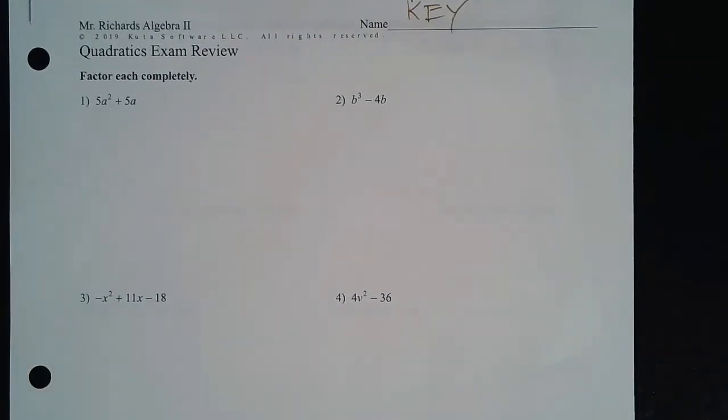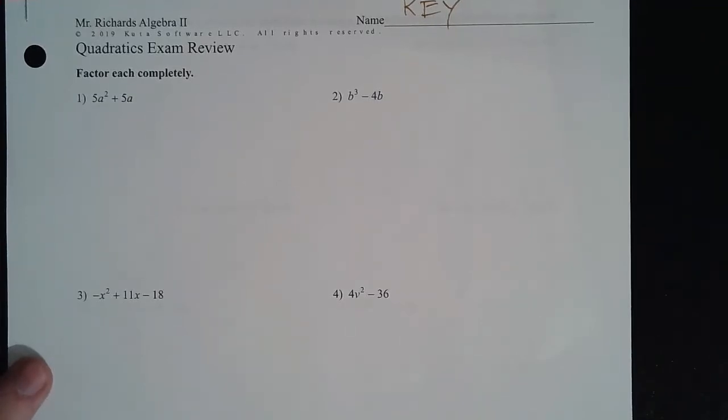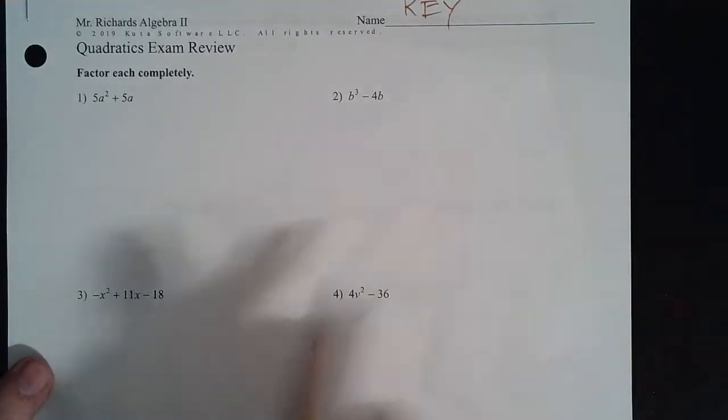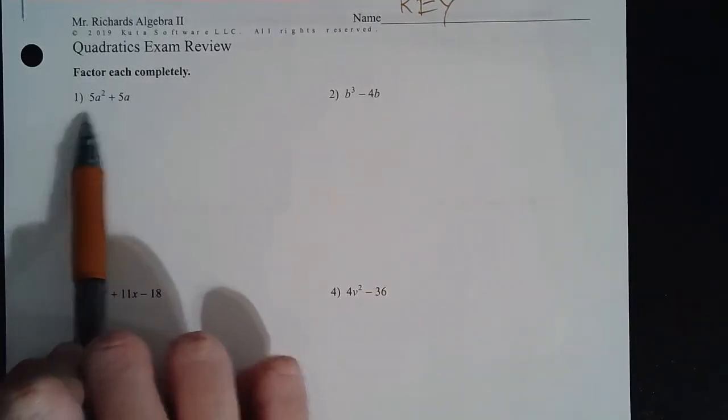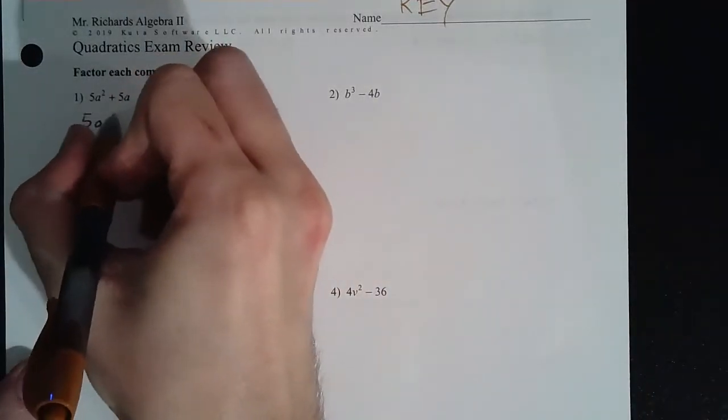So factor each completely. If you're really struggling with this factor stuff, don't forget there's an entire extra factoring video online. Just go back a couple videos back when we started together back in September. Anyway, the first one here is what's called monomial factoring. We have a monomial we're able to pull out. That is to say there's a 5 in front of both, and there's an a in both, so we may pull out a 5a.